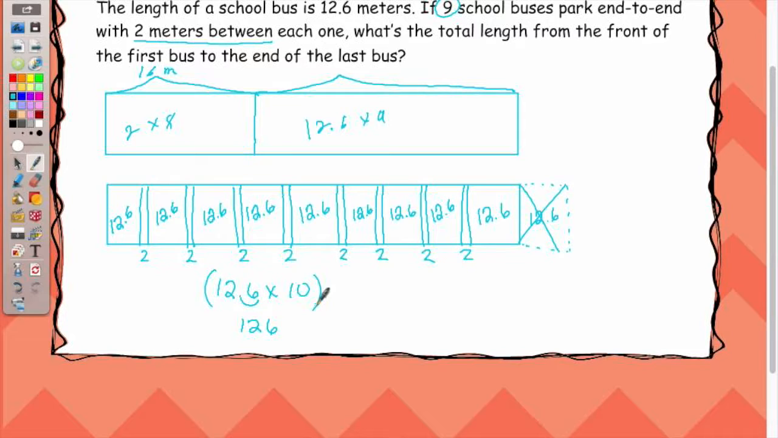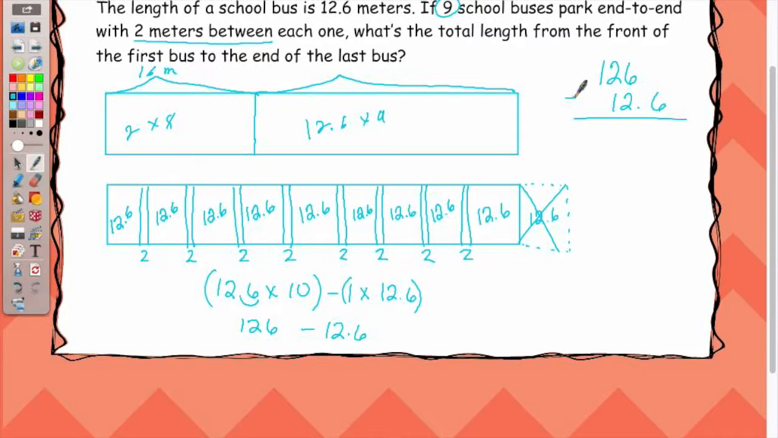Now I'm going to subtract 1 bus. So I'm going to subtract what? 1 times 12.6. Now this is where it gets a little tricky. So I'm going to use standard algorithm on this. I've got 126 meters minus 12.6 meters.